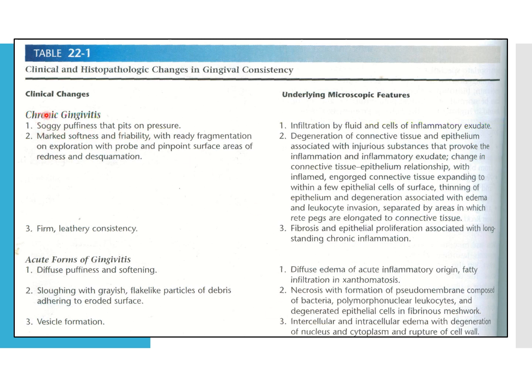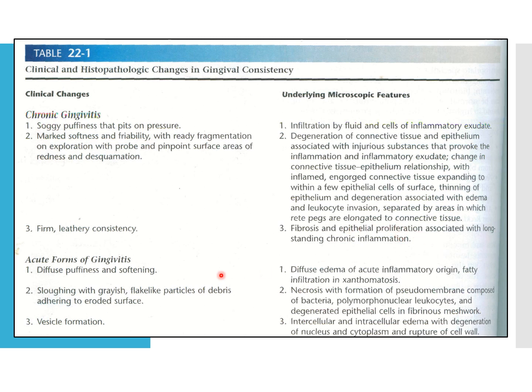In gingivitis, in the early lesion, you can see a soggy puffiness. The reason for it is infiltration by the fluid and cells of the inflammatory exudate. There can be marked softness and friability with ready fragmentation on exploration with a probe, and pinpoint surface areas of redness and desquamation. That is mainly due to the degeneration of connective tissue and epithelium.